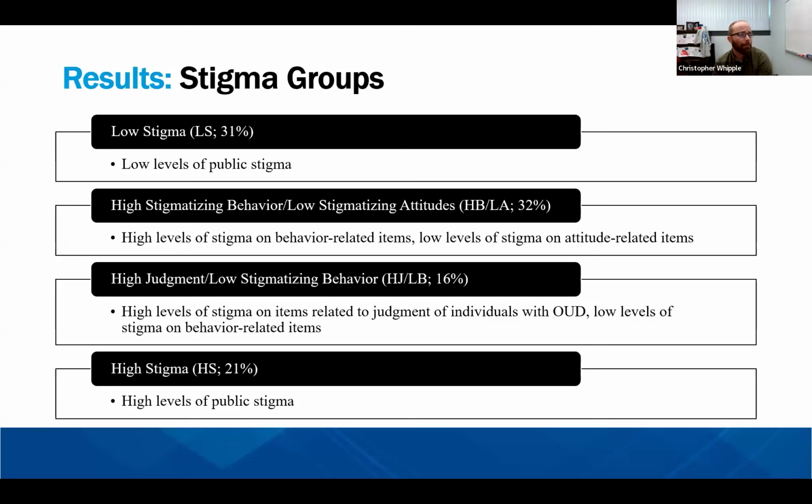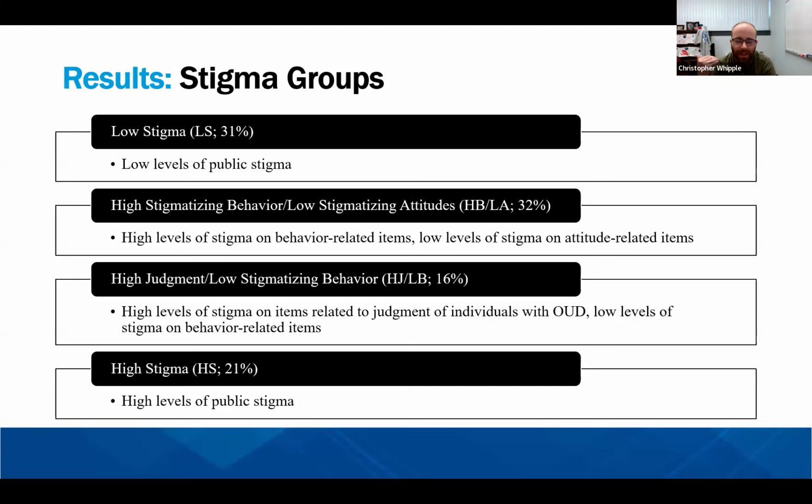You can see here, we put descriptions of what these different groups are. About 31% of our participants were in the low stigma group. So about a third of our rural participants had low levels of stigma. 32% were in the high stigmatizing behavior, low stigmatizing attitudes group, 16% in the high judgment, low stigmatizing behavior group, and about 20% in the high stigma group.